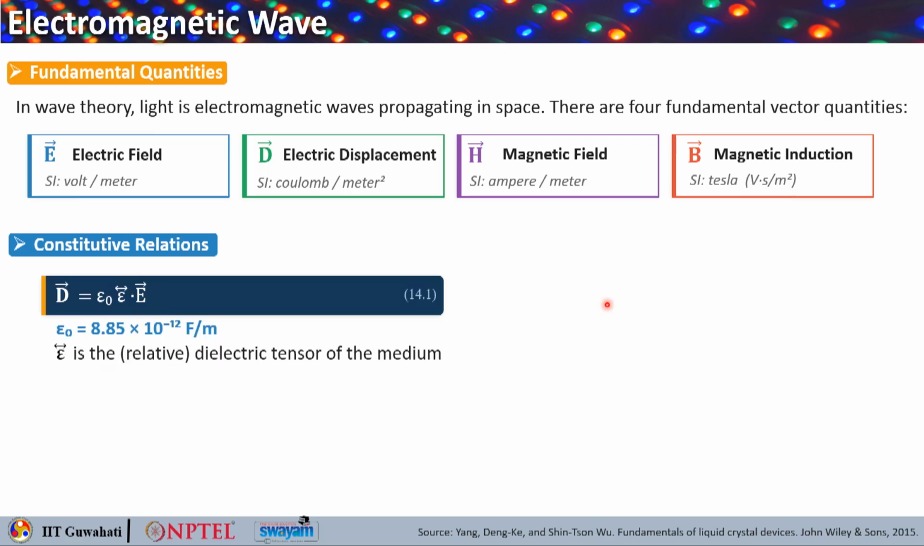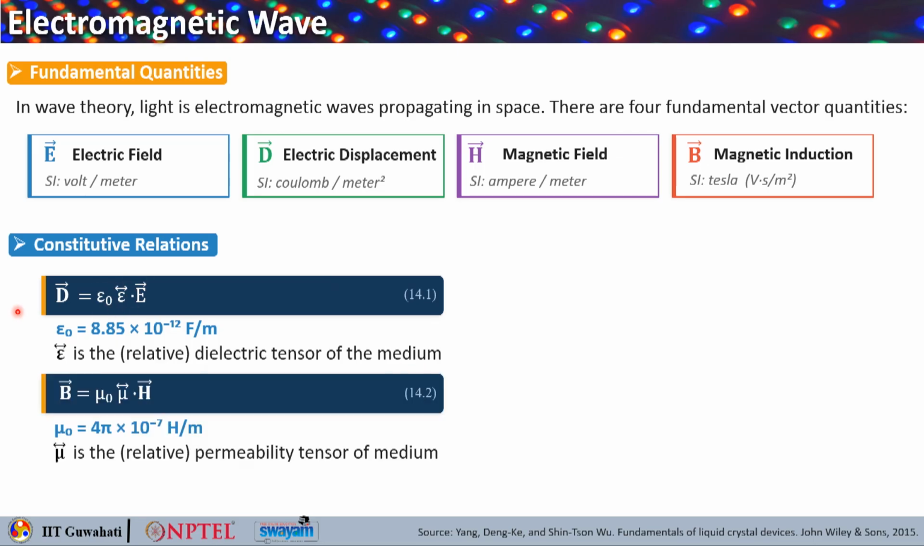So what is the constitutive relation? This is where the electromagnetic waves are now interacting with the matter. So this is your light, and this is where the light or the electromagnetic wave starts interacting with matter, and that is defined by the constitutive relations. So D can be written as epsilon naught epsilon E. Epsilon naught is basically 8.85 into 10 to the minus 12 farad per meter, and epsilon, you see, is basically a tensor. This is the relative dielectric tensor of that medium.